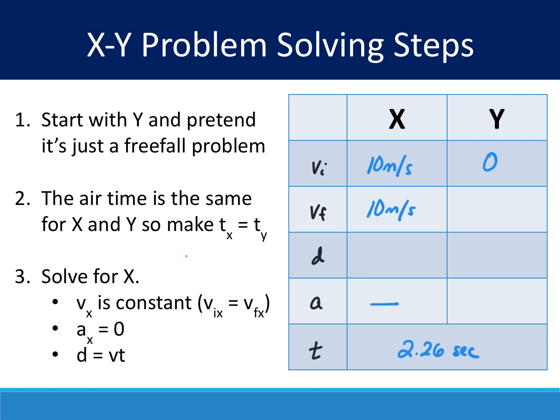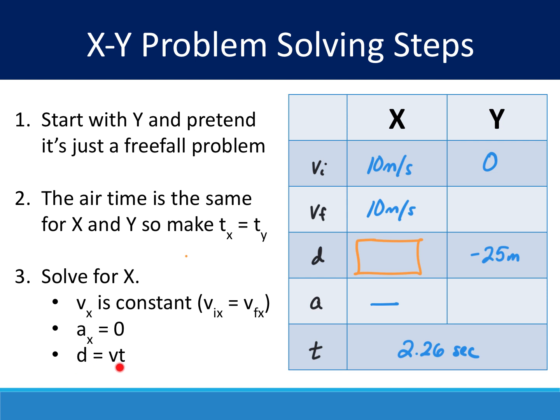Solving now, what we know is that the initial velocity in y is 0. It's going to fall 25 meters, and it has an acceleration of negative 9.8. We want to solve for how far it travels horizontally. Now, remember that the time is equal. So we already know the time it takes in y is the same as the time it takes in x. And the velocity is constant. Therefore, there is no acceleration.